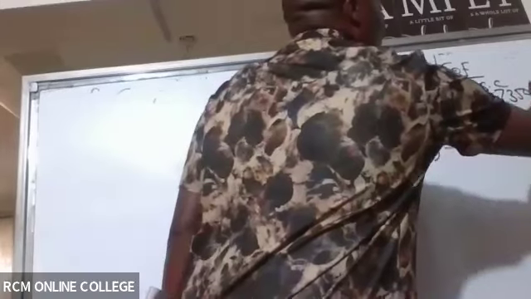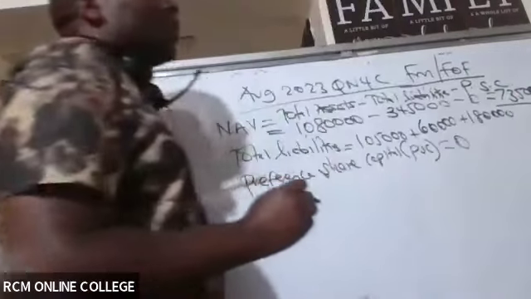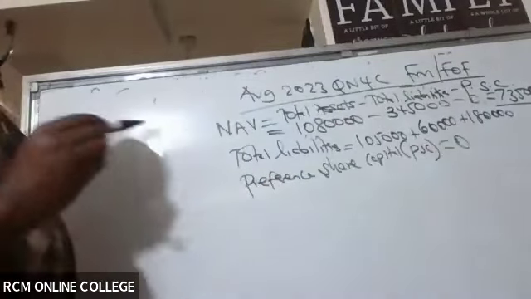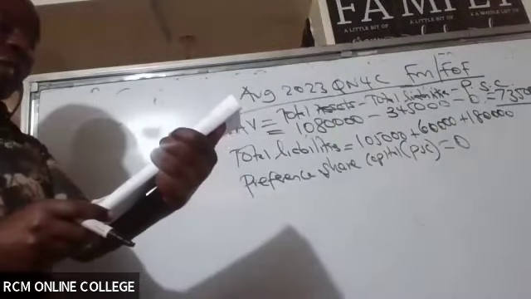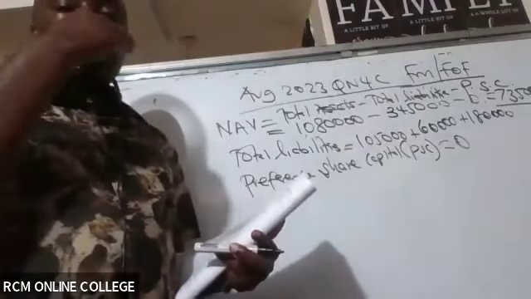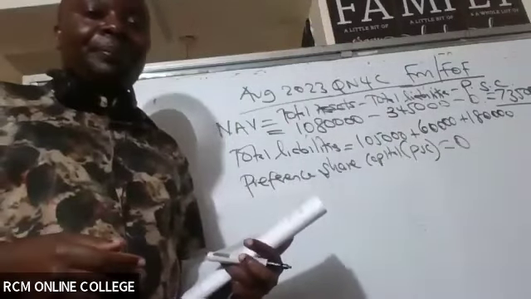735,000. So this is the value of the business using the net asset value basis. That is the value of the business by the net asset value method. So up to there, ladies and gentlemen, are we together?